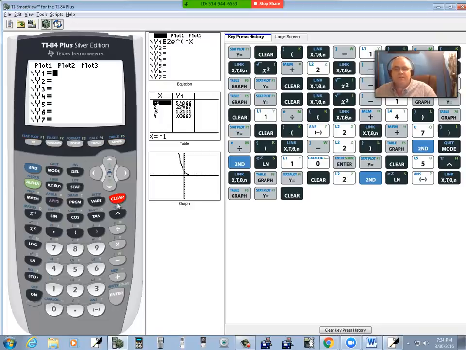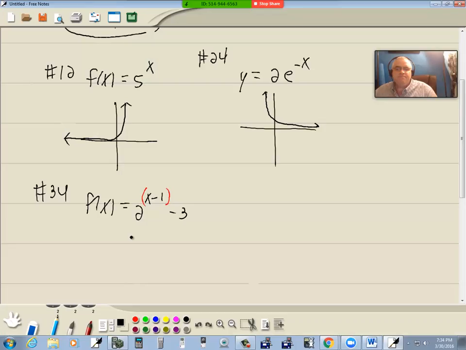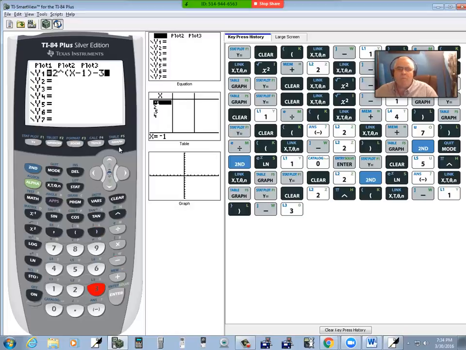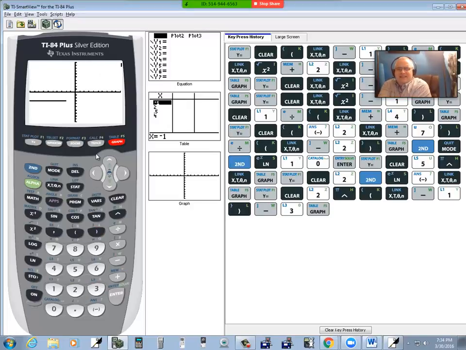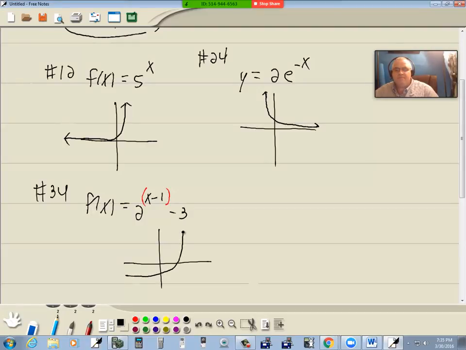So press y equals, press clear. 2 caret, and then beginning parentheses, x minus 1, closing parentheses, then minus 3. And then graph. And that would be our answer. And that's how you graph those particular ones. And that's really all that section is, graphing.